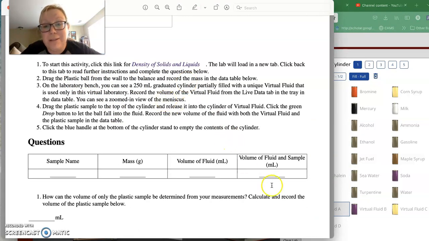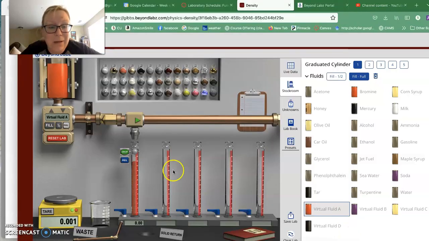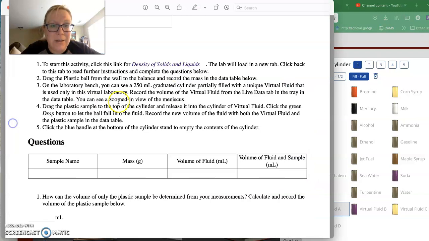You need to go to the balance first and record the mass. And so I went directly here, but you can also go to the balance here. So, and then I'm going to put the plastic ball back there. So you can see that as well. So you're going to drag it, you're going to record the mass on the table. The sample name here will be plastic ball.